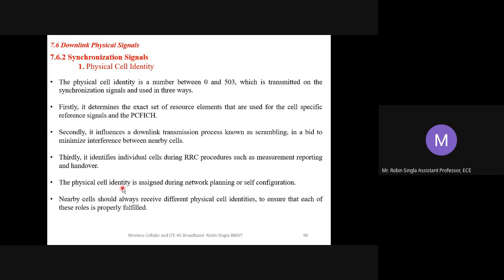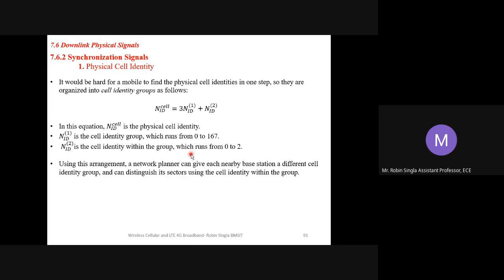The physical cell identity is assigned during network planning or cell configuration. Nearby cells should always receive different physical cell identities to ensure that each of these roles is properly fulfilled. This is how it is represented. It would be hard for a mobile to find a physical cell identity in one step, so they are organized into cell identity groups. Cell identity groups follow as N_ID^cell = 3 N_ID^(1) + N_ID^(2).